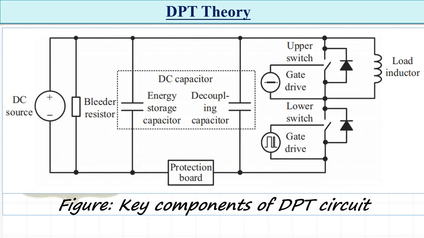Now this is the basic circuit of the double pulse test. So these are the key components which are shown here. What are the different key components present here? One is a DC source. DC source is important. Second one is a bleeder resistance. Then the capacitances are there. So two capacitances are there. One is the energy storage capacitance and another is a decoupling capacitor. Then my load inductor, that is very important because double pulse test is carried with the load inductor only.